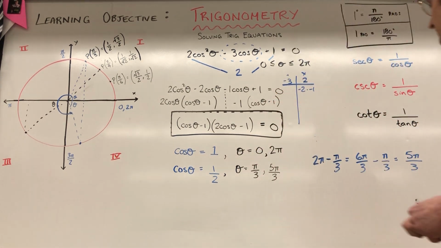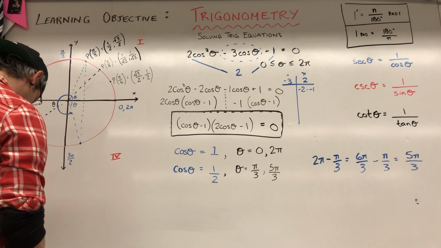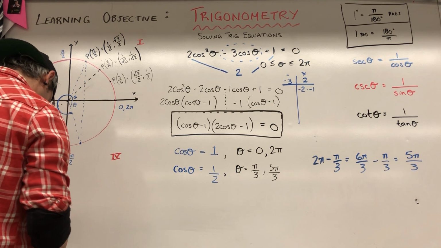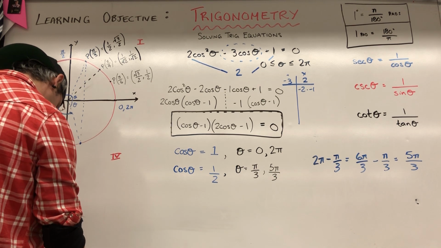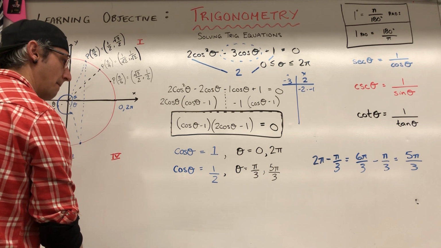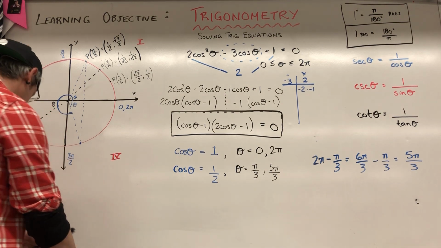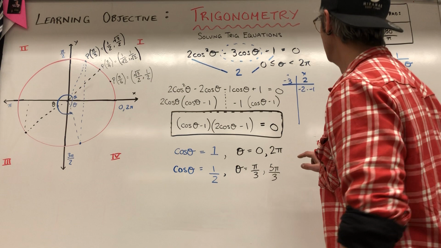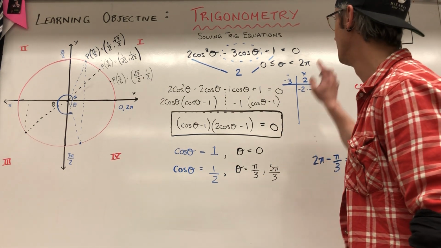So my other answer is 5 pi over 3. And I'm going to check the answers in the book, because I don't trust myself. We're looking at 7a, and we got 0, pi over 3, 5 pi over 3. Oh, you know what, in the book they said it has to be smaller than 2 pi, so this answer goes away. But all the other answers we had were correct.